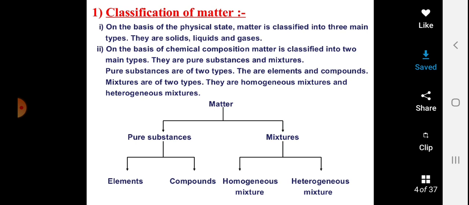Pure substances have two types. They are elements, like metals, non-metals, metalloids, and compounds. And mixtures have two more types. They are homogeneous mixtures forming true solutions, and heterogeneous mixtures, which form colloidal or suspension solutions.